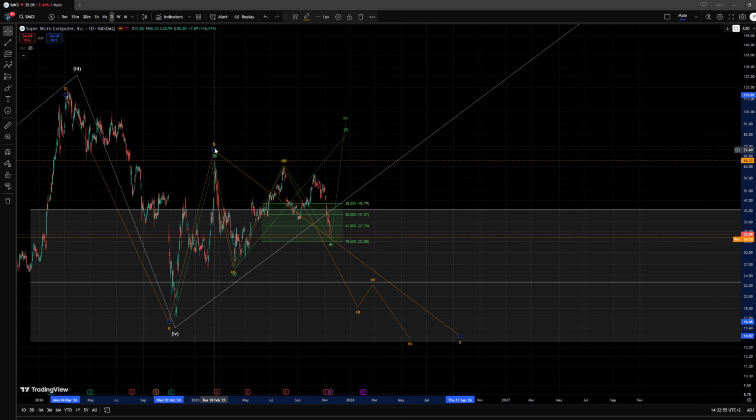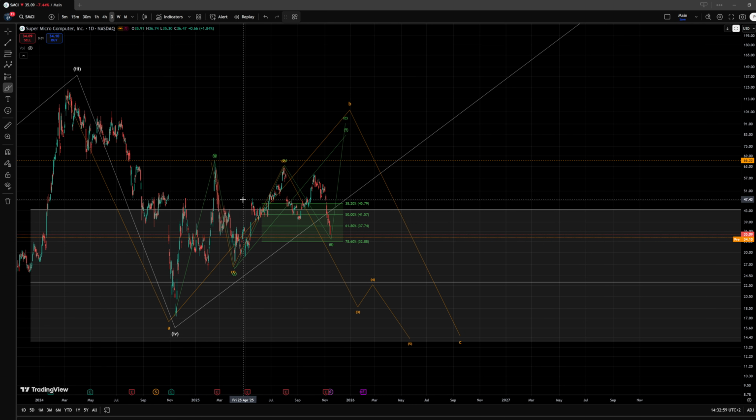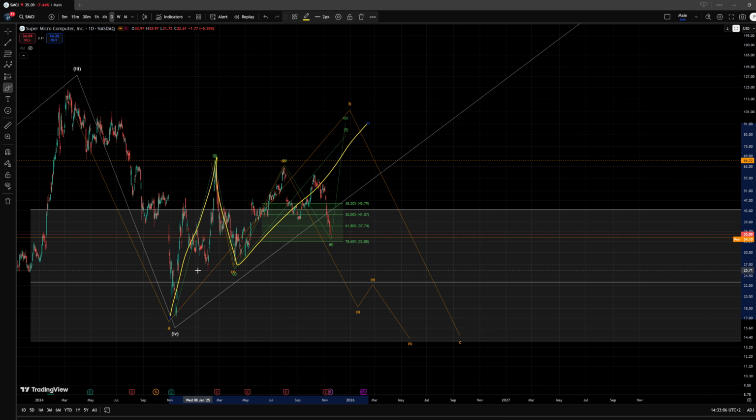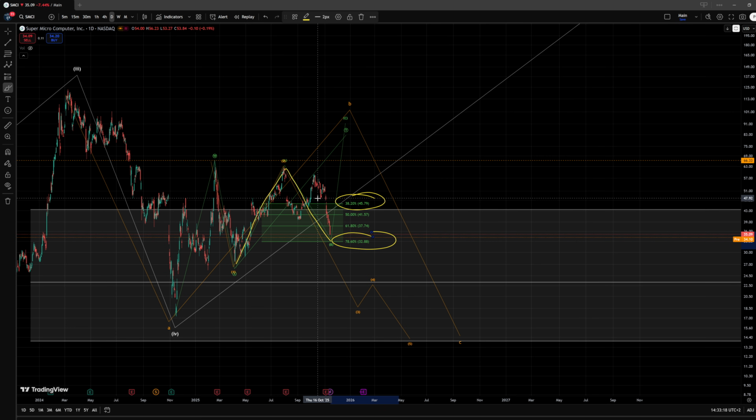Now, within this structure, we also have the possibility of following through in the green scenario, which would really just be an extension of the orange scenario, where instead of having a top here within the wave B, we have a wave W up, we have an X wave down, and we would be tracking a wave Y to the upside, within which we have so far completed the wave A, and we are now tracking the wave B correction, where we have the area of support between the $45.8 all the way down to the $32.9 level for the reversal to the upside within the wave C.